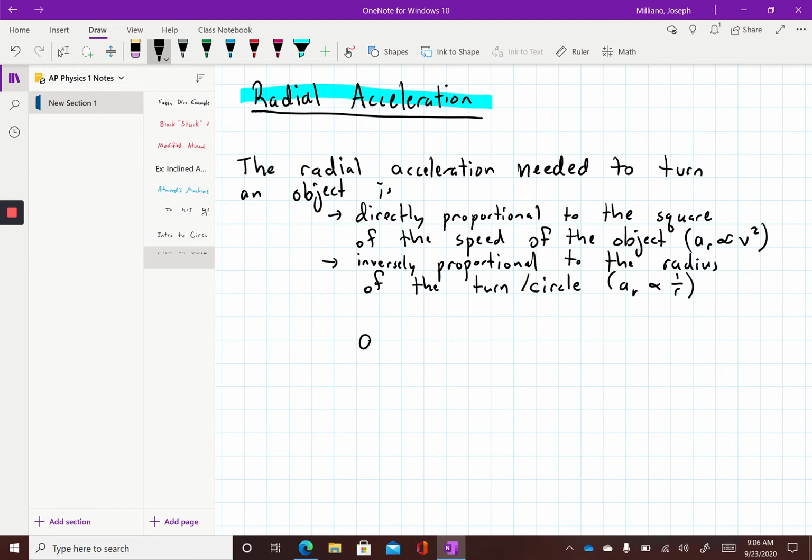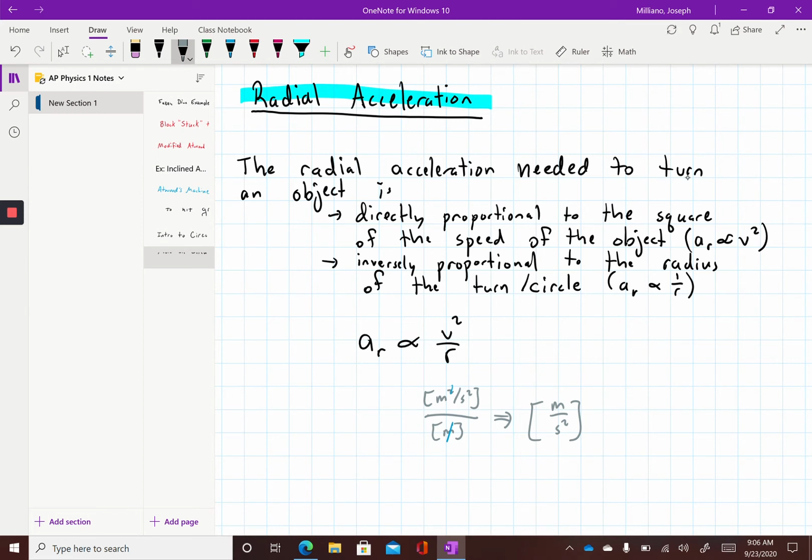As an equation then, what we get is the radial acceleration is proportional to speed squared over r. And if we look at the unit analysis for this, we get that speed squared has units of meters squared per second squared over units of meters for a radius, and one of that meters in the denominator cancels with one of the 2 meters in the numerator, and what we're left with is units of meters per second squared.